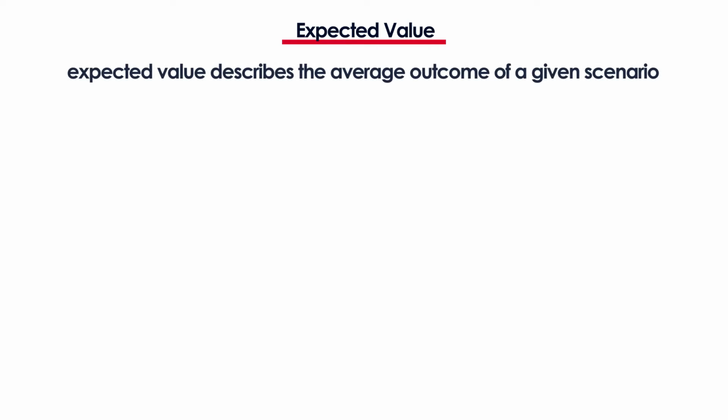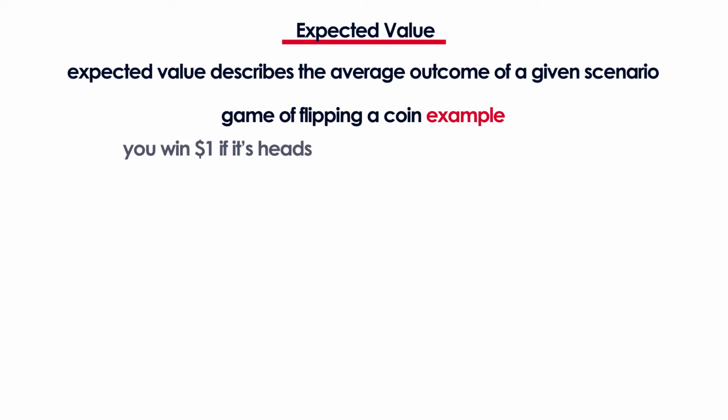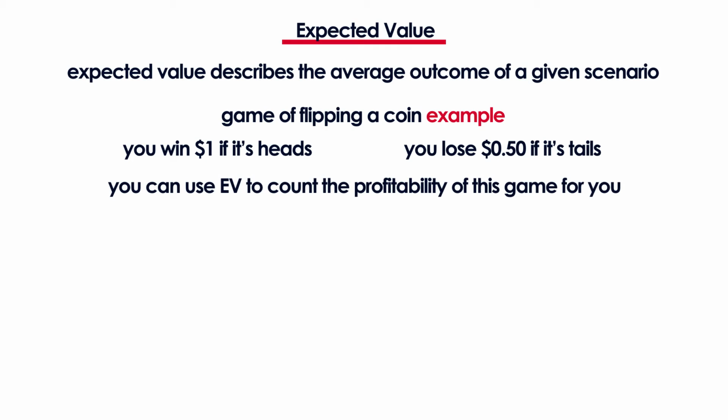Expected value is a concept in probability that is used to describe the average outcome of a given scenario. So say you're flipping a coin with a friend and he tells you he's gonna pay you $1 if it's heads and you're gonna have to pay him 50 cents if it's tails. How do you evaluate if this game is profitable for you or not? You use expected value, or EV.